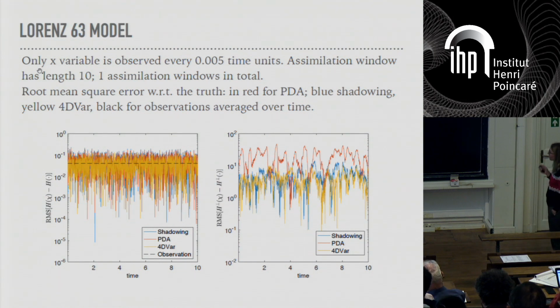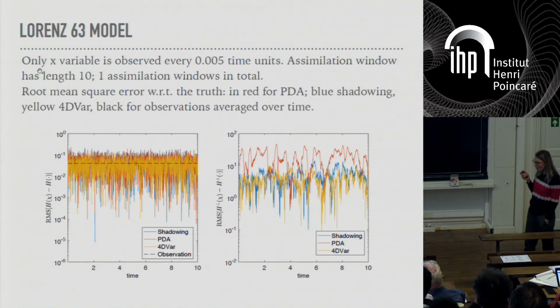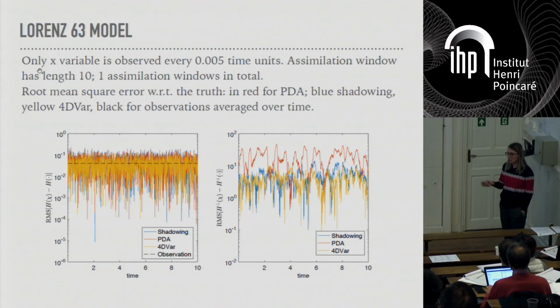Now if you look at the Lorenz 63 model, and I haven't seen any publication of PDA for the Lorenz 63, what we observe is that we have observations of only the x coordinate, so we do not observe y and z. For y and z, we just use any initial guess. We run the Lorenz 63 model and pick any initial guess. We observe every 0.05 time units, and we have a length of 10.